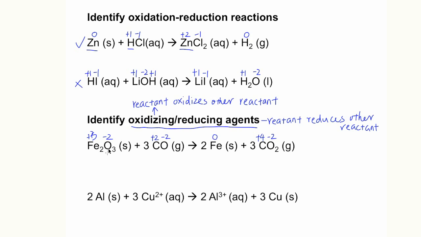Now, when you compare the oxidation states before and after the reaction, iron is apparently reduced because its oxidation state decreases from positive 3 to 0. So iron is reduced by what? By carbon monoxide, because in carbon monoxide, carbon is oxidized. So iron is reduced by carbon monoxide. So carbon monoxide is a reducing agent.